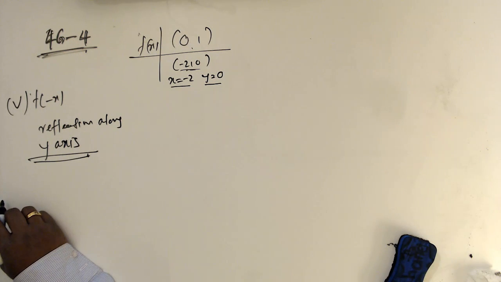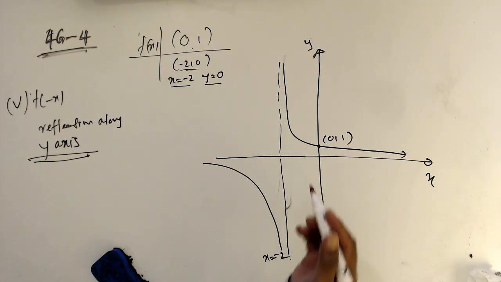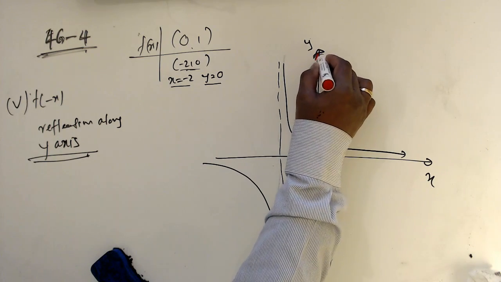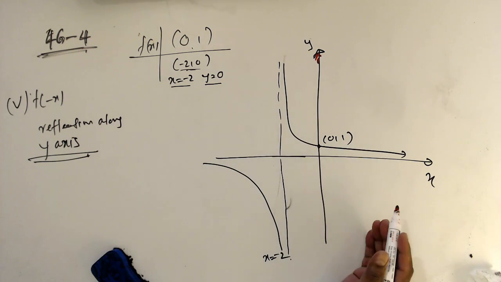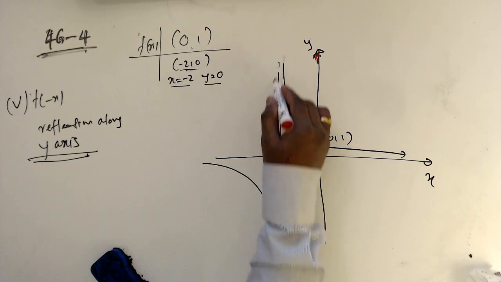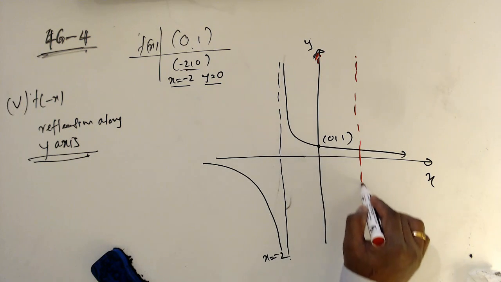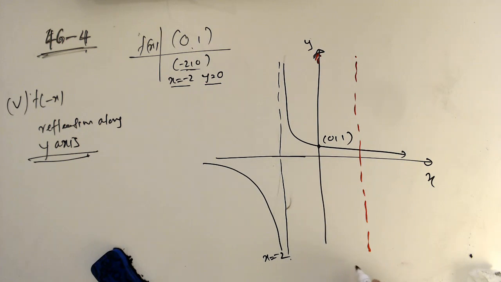And let's draw this one now. This is the original curve, f(x). And if we keep the mirror on the y-axis, like from here, we can see that x minus 2 is going to be on this side. In that case, this is going to be x equals 2.